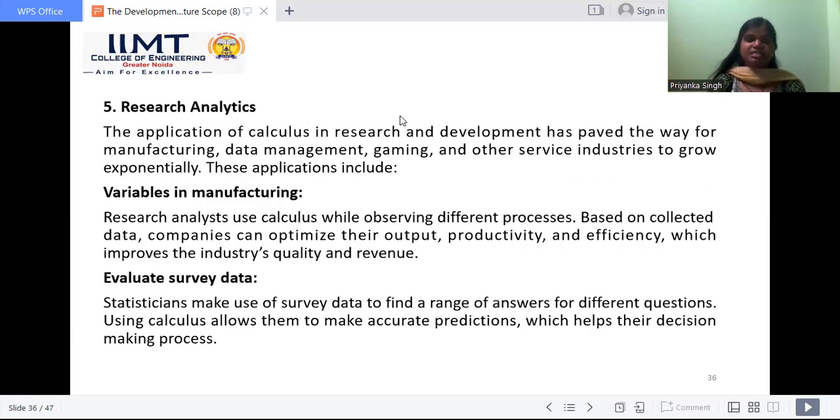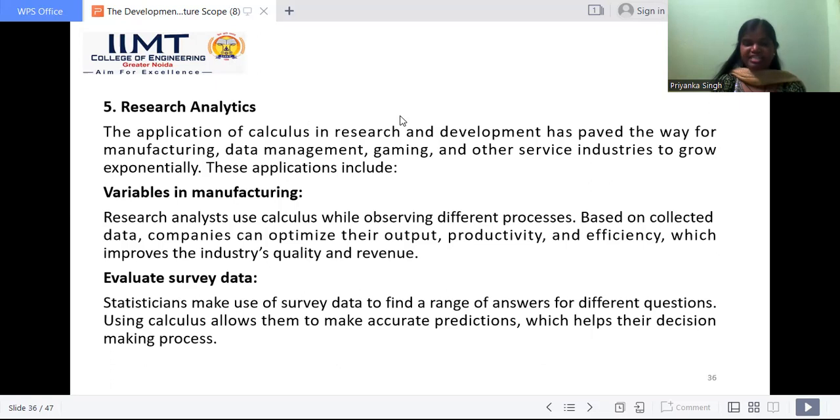Research analytics. The application of calculus in research and development has paved the way for manufacturing, data management, gaming, and other service industries to grow exponentially. These applications include variables in manufacturing. Research analytics use calculus while observing different processes. Based on collected data, companies can optimize their output, productivity, and efficiency, which improves the industry's quality and revenue.